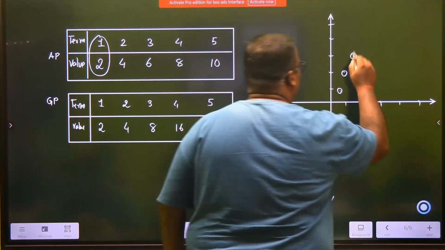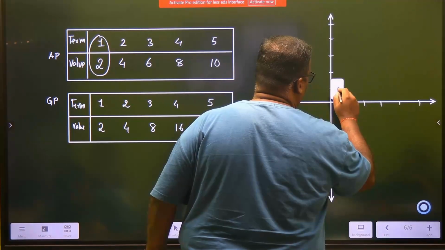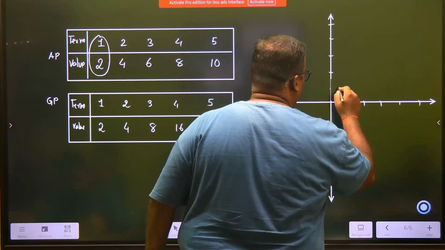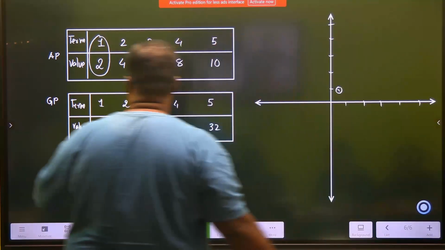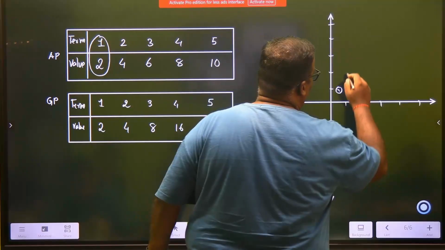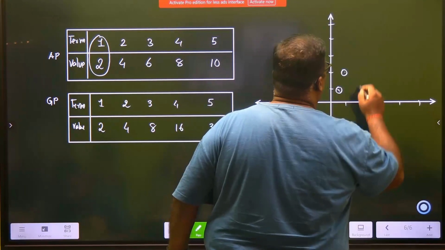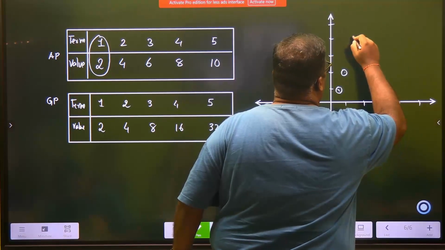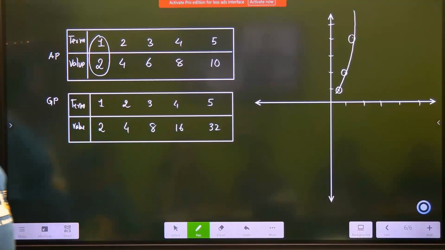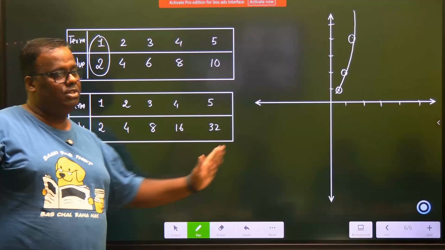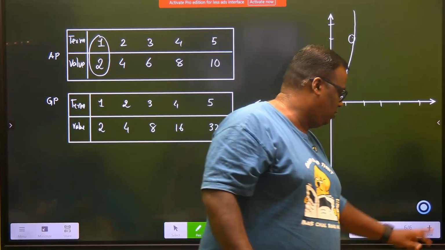You can do this on graph paper at home. And let's see this one now. 1 with 2. Then 2 with 4. 3 will take up 8. So if you see, the trend will be like this. It will go in a curve. This is the difference. Geometric progressions will always have a curve, and arithmetic progressions will be a straight line. This was one of the items.